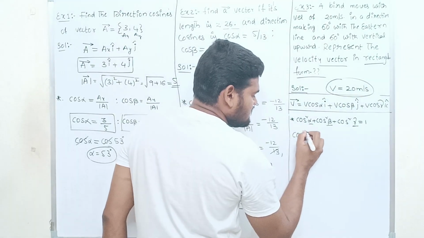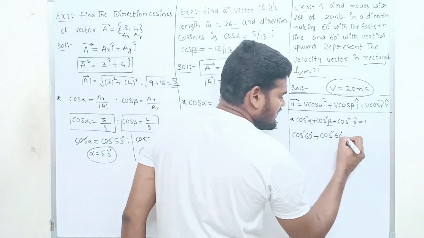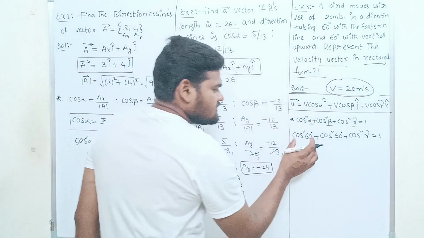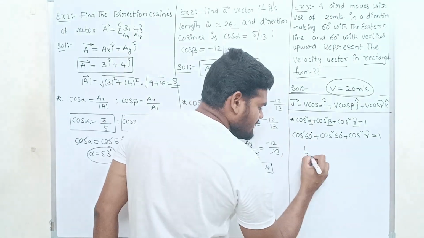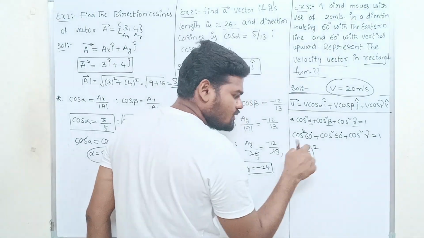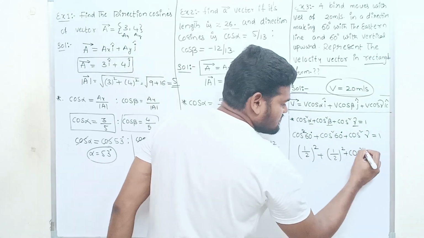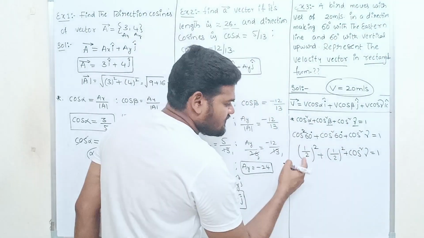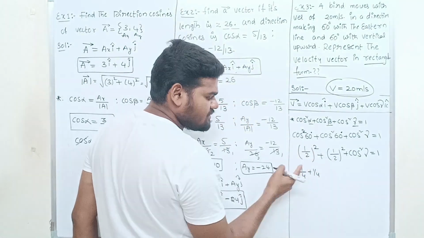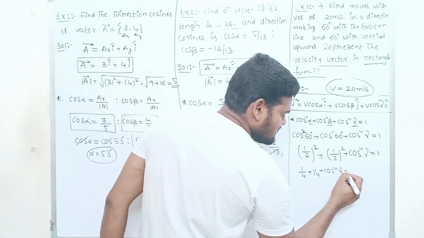So cos square 60 degrees plus cos square 60 degrees plus cos square gamma, which I have to find, is equal to 1. What is the value of cos 60? 1 by 2. But here cos has a square, so that means 1 by 2 whole square, plus here also cos 60, 1 by 2 whole square, plus cos square gamma is equal to 1. So 1 by 4 plus 1 by 4, since 1 by 2 whole square means 1 by 4, plus cos square gamma is equal to 1.